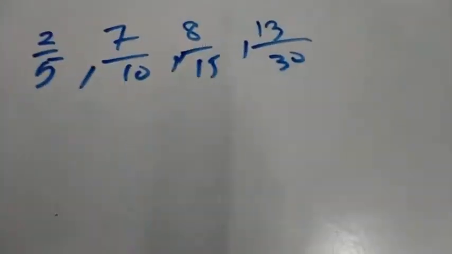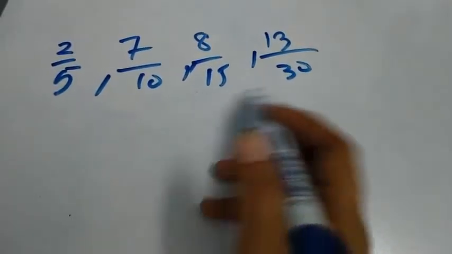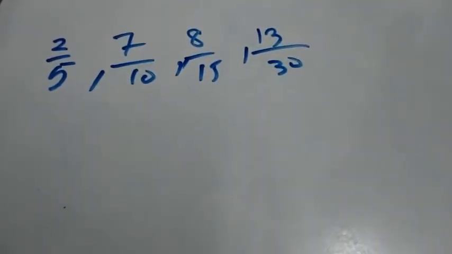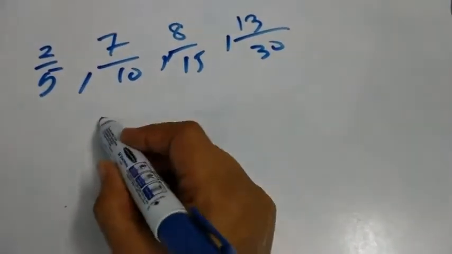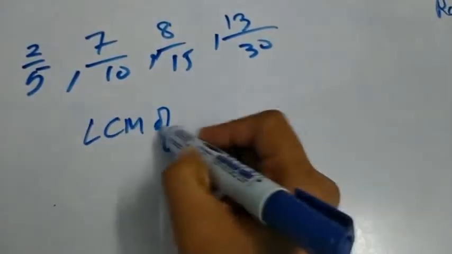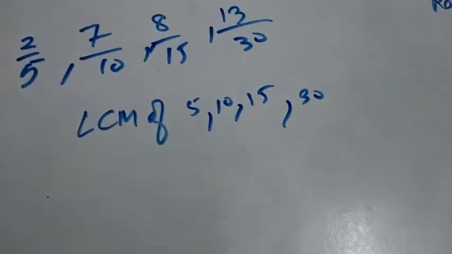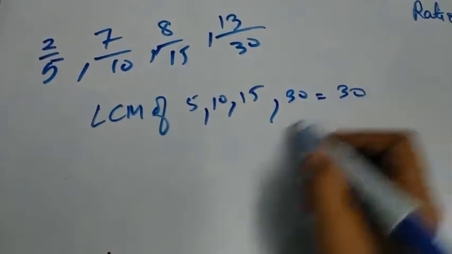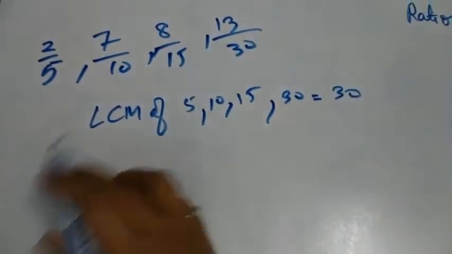Next is arranging rational numbers in ascending or descending order. If this type of question is given, first we will find the LCM of the denominators. LCM of 5, 10, 15 and 30 will be 30. Now we will convert them into equivalent fractions, so they will all become similar.